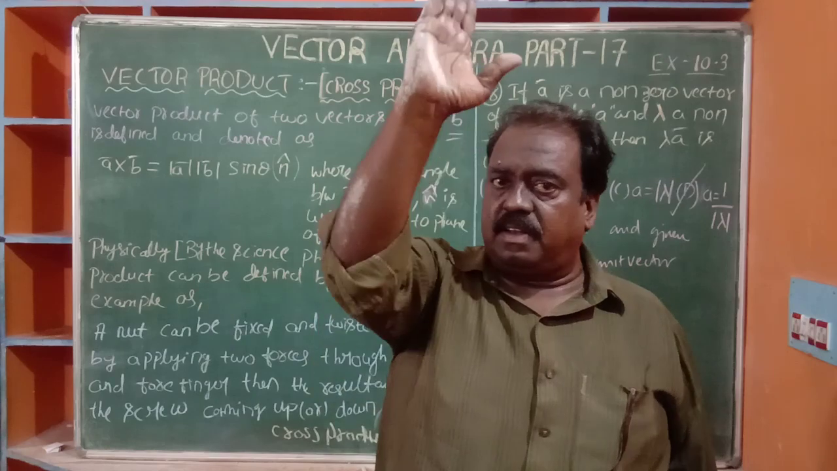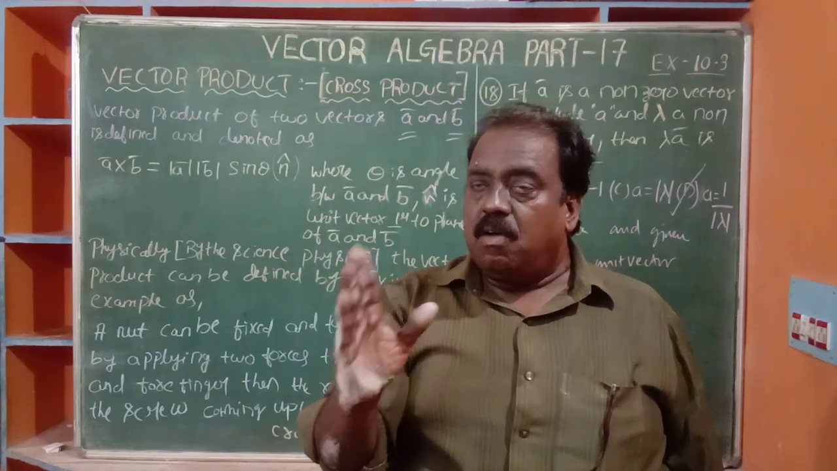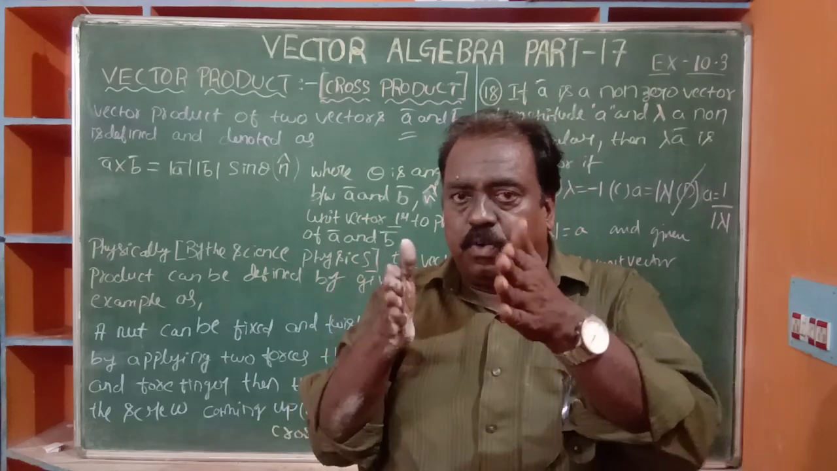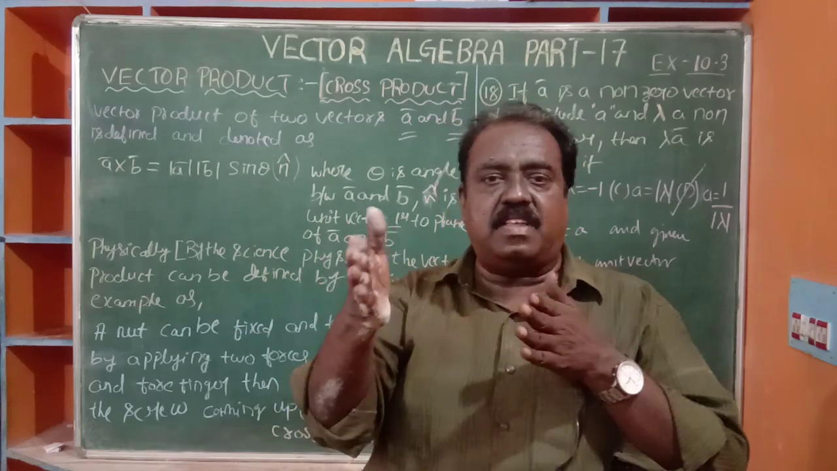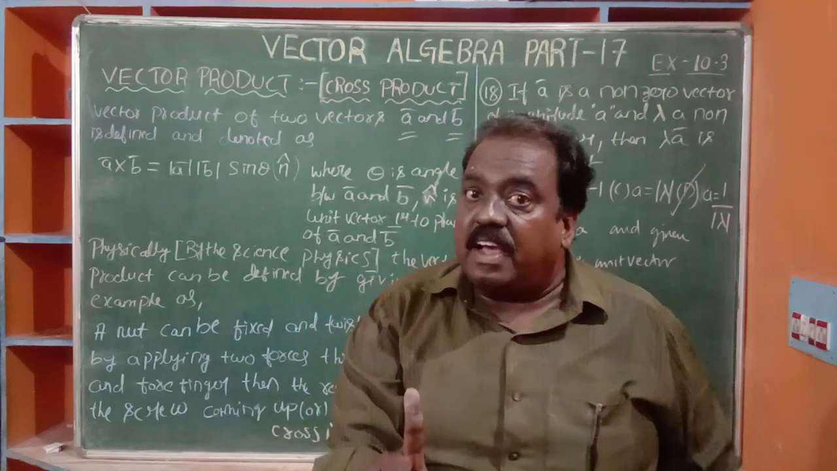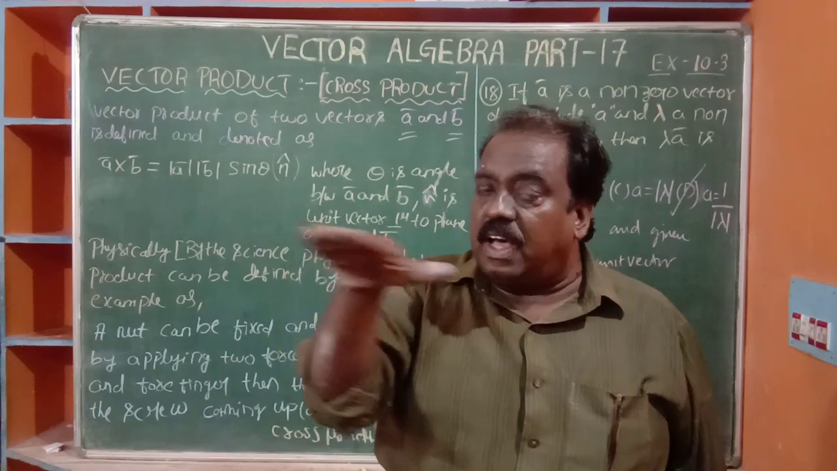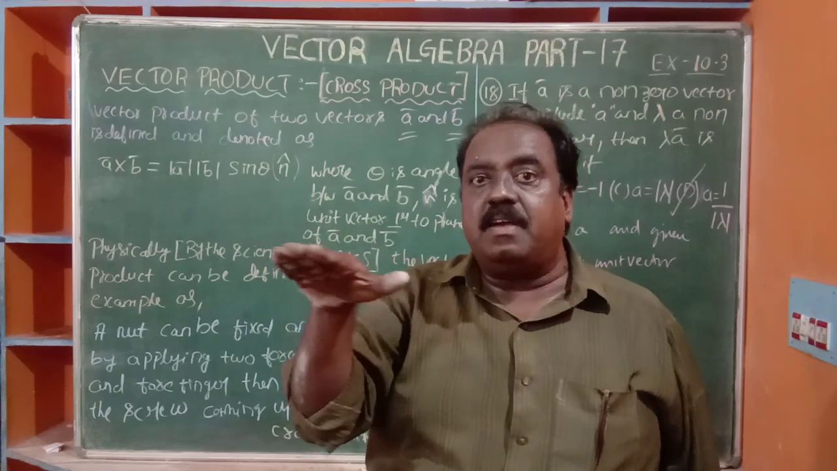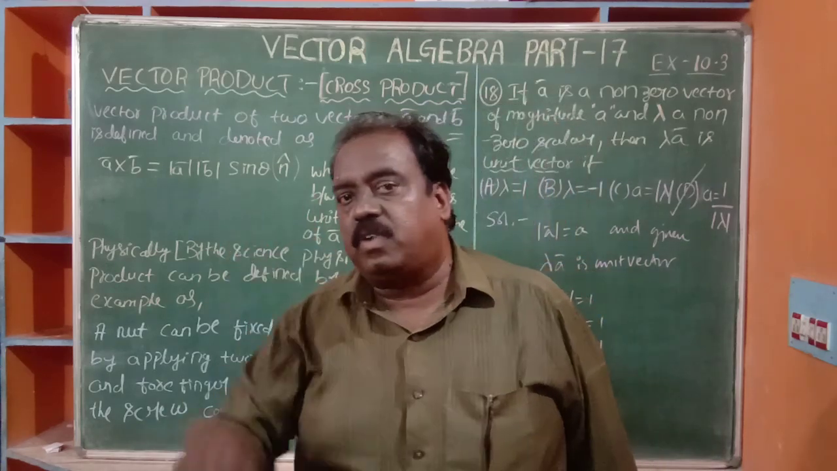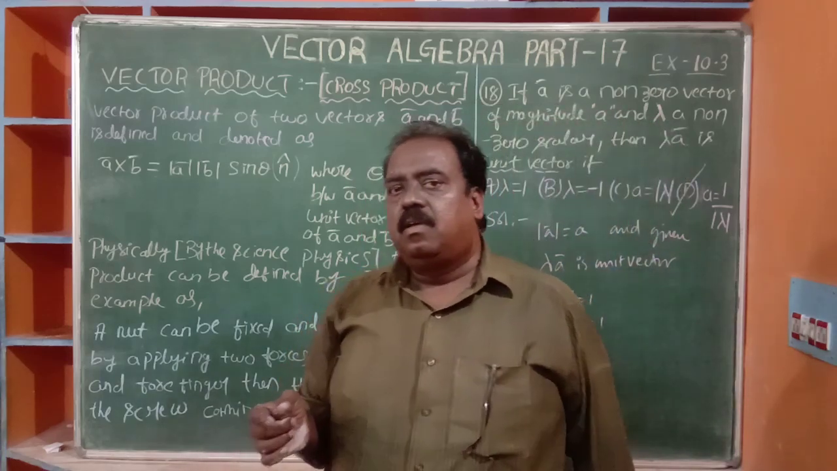So it is a vector. What type of vector? What is the result by applying the two forces, one A bar and another B bar? The result is again a force. That force is perpendicular to the two vectors A bar and B bar. Okay? Like that you have to take. It is very simple.